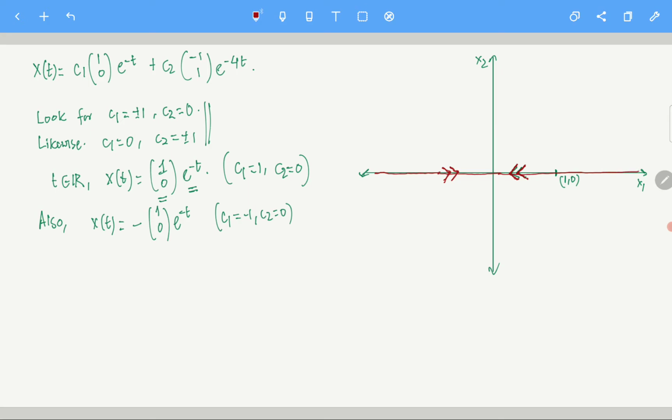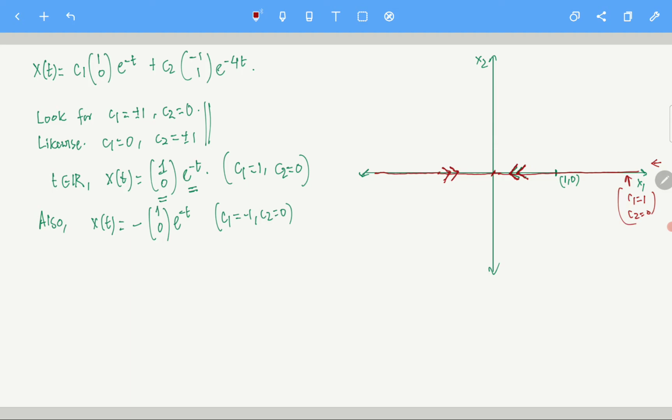Both ways, see, this solution is coming from infinity and moving towards 0. This is for c1 equals 1 and c2 equals 0. It is coming from infinity and going towards 0, approaching the origin. Not exactly reaching it, but you understand, it is approaching that point. It never reaches the origin.